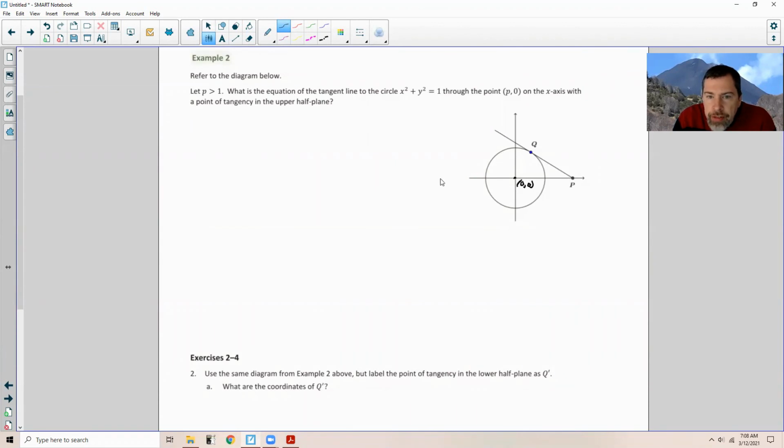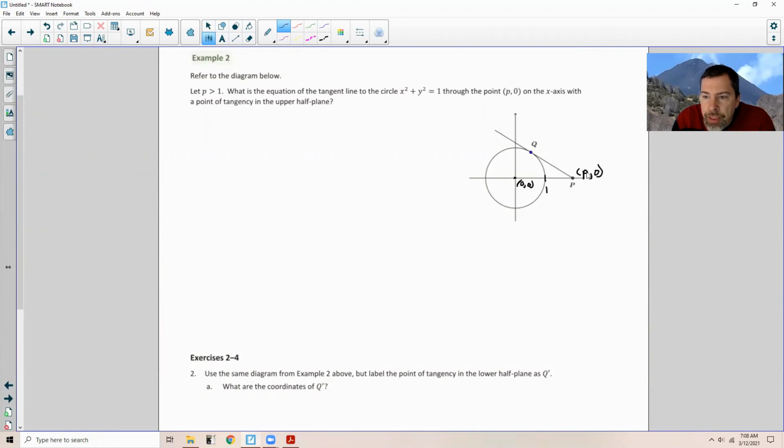That's all that says. What is the equation of the tangent line to the circle x squared plus y squared equals 1? Well, that tells us right there that this value right here is 1, because the square root of 1 is 1. So the radius of this circle is 1. So here's 1. So obviously p has to be greater than 1. And then it says through the point P, 0. So this is the point over some value p comma 0 where p is greater than 1.